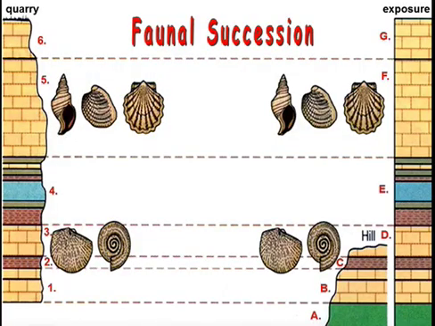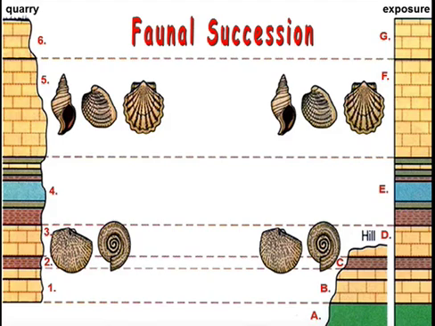Faunal succession is another key principle of geology. The principle of faunal succession is based on the observation that sedimentary rock strata contain fossilized flora and fauna, that is, plants and animals, and that these fossils succeed one another vertically in a specific reliable order that can be identified over a wide horizontal distance.